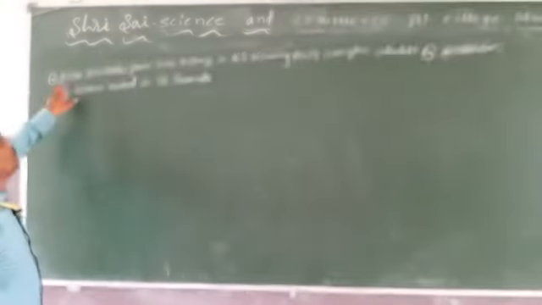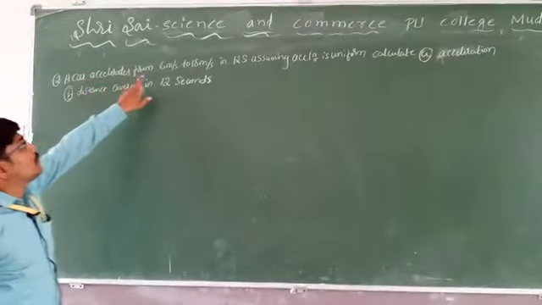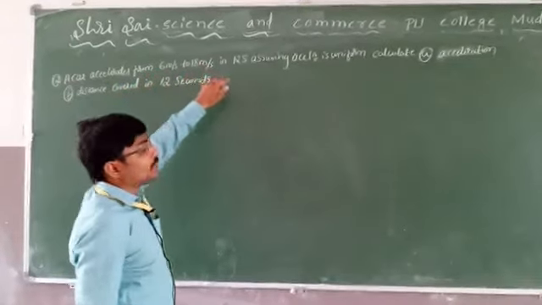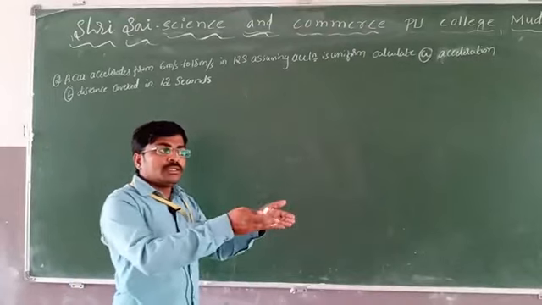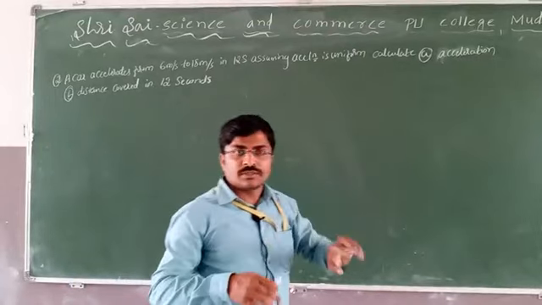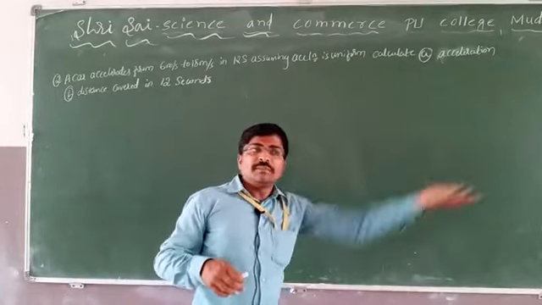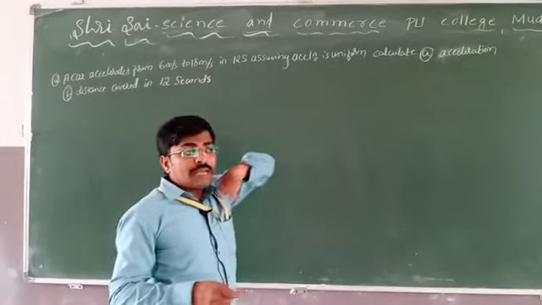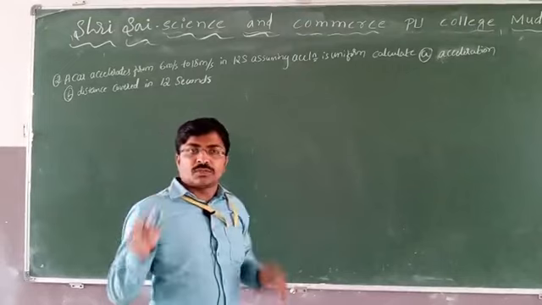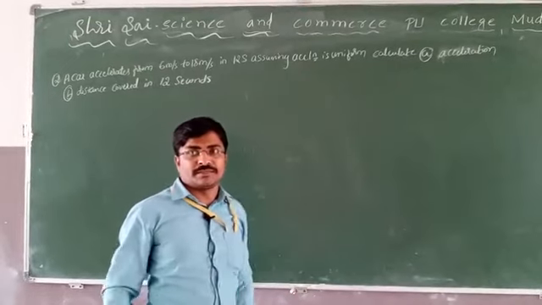First, what they have given: a car accelerates from 6 meter per second to 18 meter per second. Initially it was at a 6 meter per second velocity, but suddenly they raised this velocity from 6 to 18 meter per second. How much time has it taken from 6 to 18? 12 seconds.